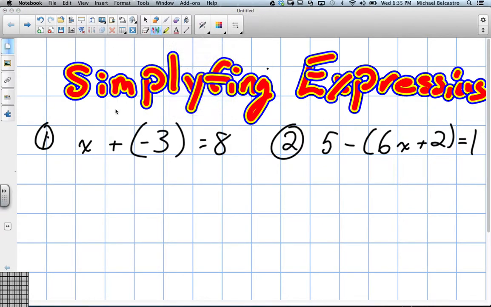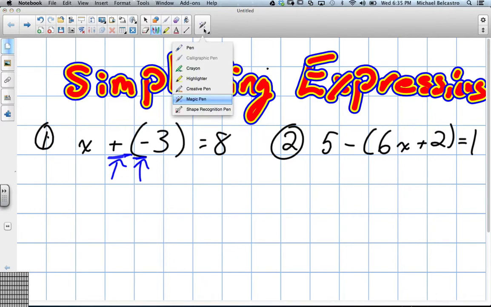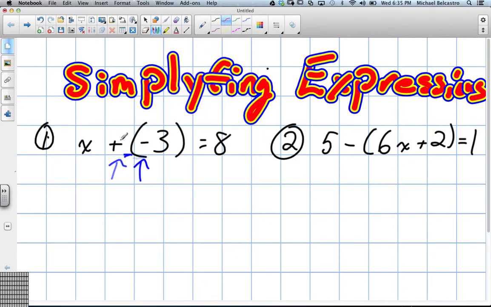So we're going to go over simplifying expressions. And the first one, when we get this type of situation, we have two operations beside each other and there's really no value in between them. Do you recall your multiplication of integer rules at all?